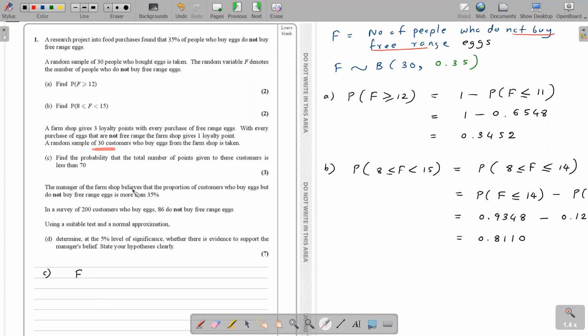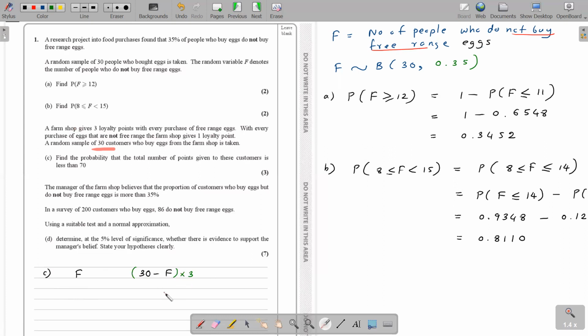Okay, how are the points given? So we have F and 30 minus F. 30 minus F is the amount who buy free range eggs. F is the amount who don't buy free range eggs. So shall we calculate the points? The farm shop gives 3 loyalty points for every purchase of free range eggs. So which one gets 3 points? The 30 minus F customers, each customer gets 3 points. So to get the total number of points, I should multiply this by 3, right? Then I get the total number of points earned by these customers.